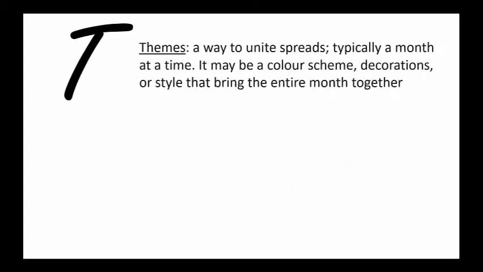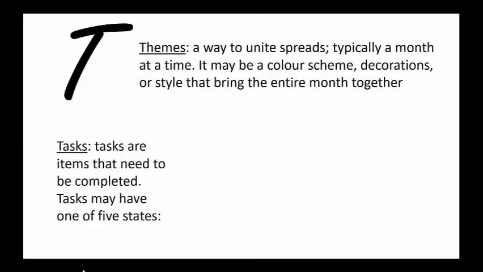Next up, we have the letter T, and with T, we have theme. Themes are a way to unite spreads. Typically, a theme is done a month at a time, but sometimes you can see themes on a whole year, throughout the whole bullet journal, or maybe just a couple of pages. It could be something like I'm going to use the color red for December, or I'm going to do a Halloween theme for the month of October, or it could be a little more complex that I'm going to use calligraphy and astrology signs for the month of July.